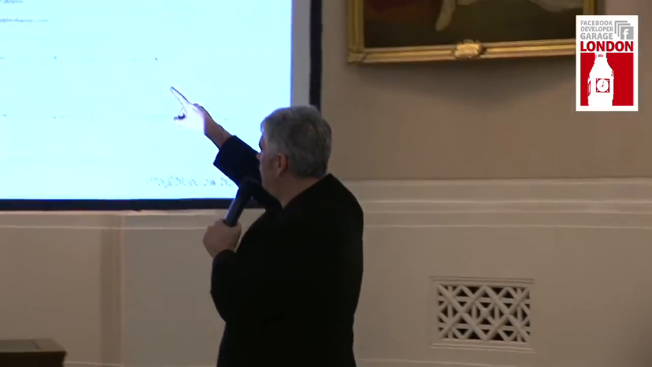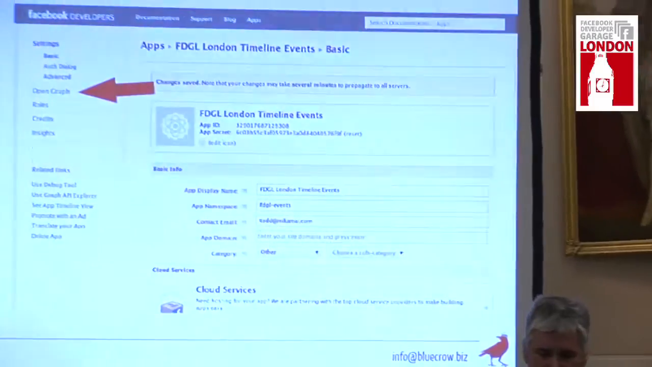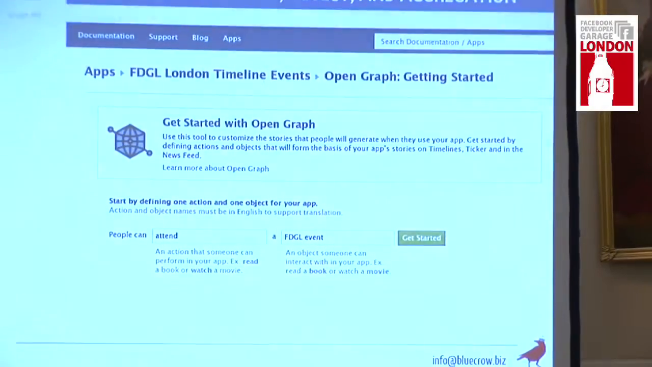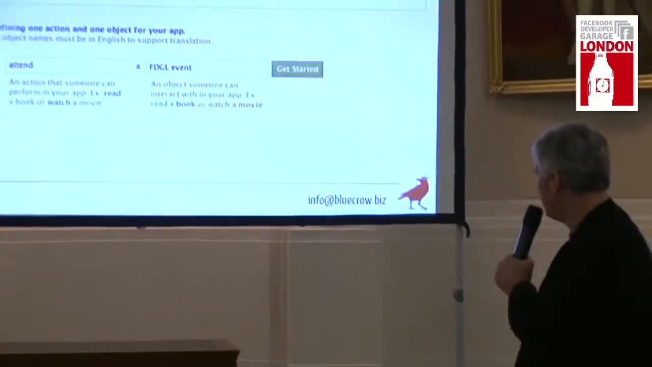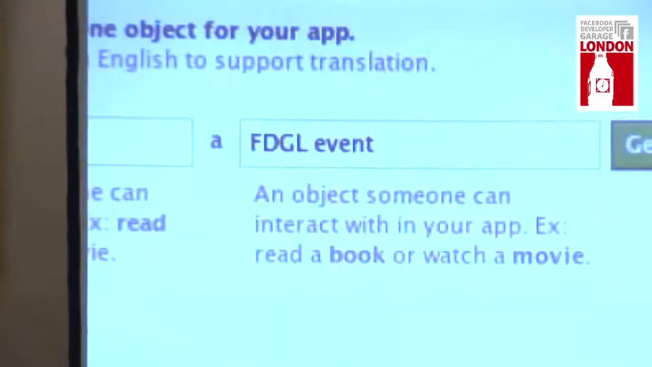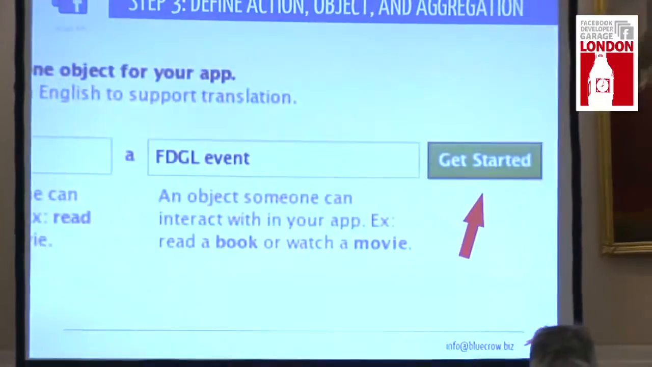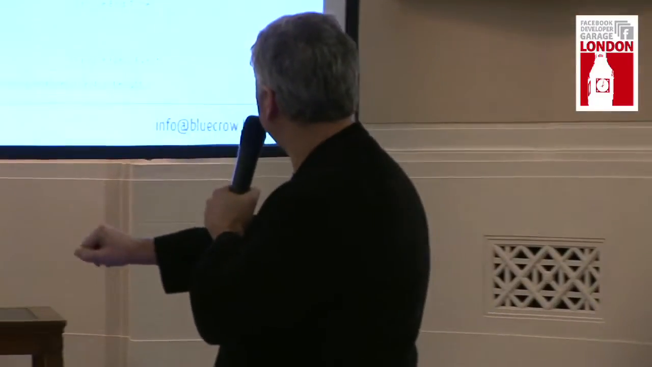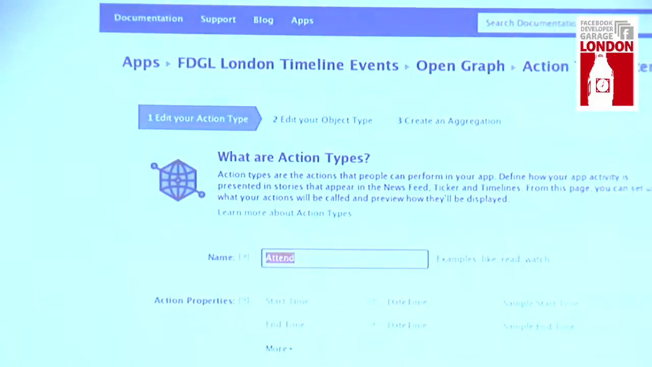First step, we go back to our application, and we click on Open Graph up there. This is going to bring us to a page where they kind of explain it all to you. Get started with the Open Graph. And the part we're interested in is the part on the bottom there. I'll zoom in for you there. It says people can, and you put in your action there. So in this case, I put in attend, and then your object, you can attend an FDGL event, and you get started. Click there, and then Facebook is going to kind of lead you through each step. We've got edit your action type over here, and then edit your object type and create an aggregation. So we'll go through each of those.